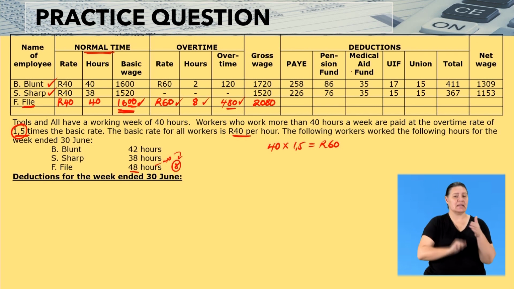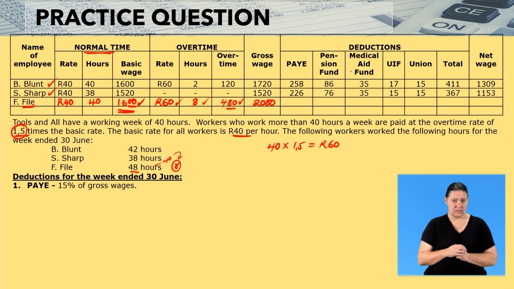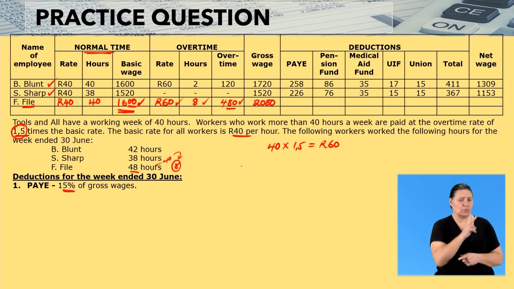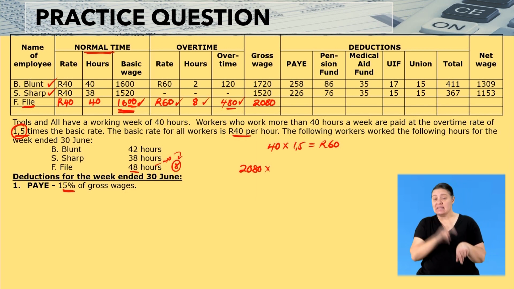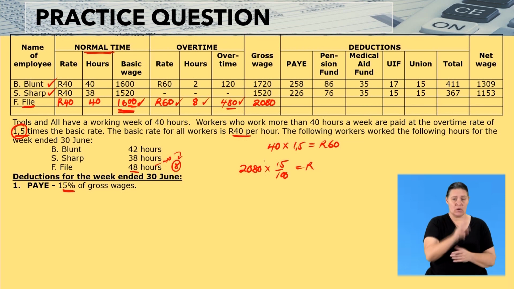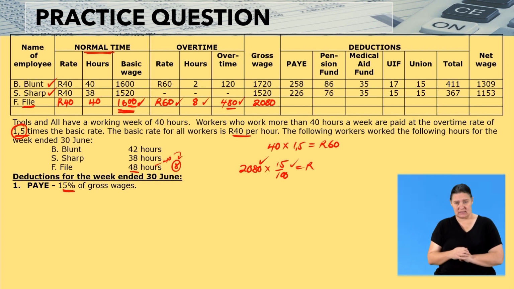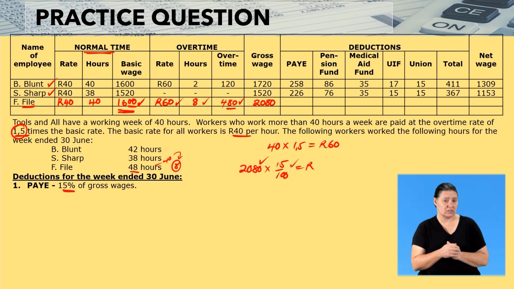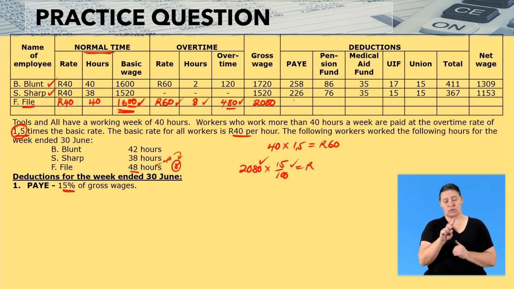Let's see what deductions we have. Pay as you earn. It says pay as you earn is 15% of the gross. How much is my gross? My gross is 2,080 and I need 15% of that. Please punch that in your calculator. 2,080 is your gross wage multiplied by 15%, that gives you pay as you earn. How much do you get on your calculator? All right, 312.